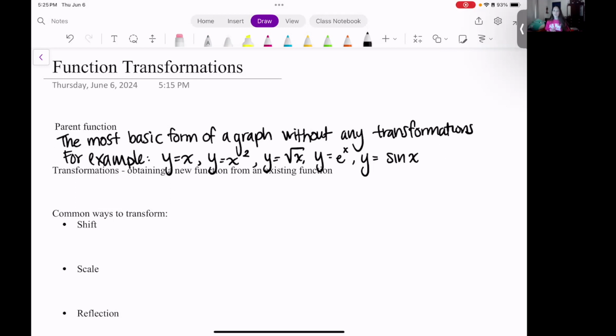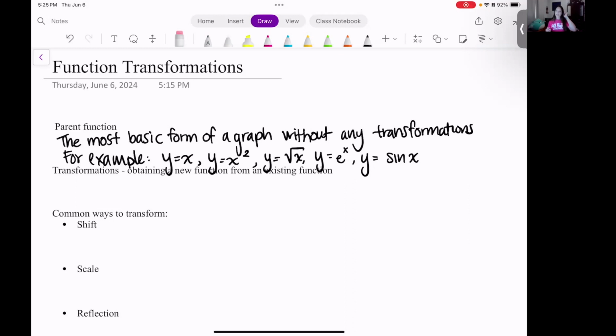Here are a few functions that are parent functions. We have y equals x, that's a linear function. Y equals x squared, that is a quadratic function. Y equals the square root of x, that's a square root function. Y equals e to the x is an exponential function, and y equals sine of x is a trigonometric function.